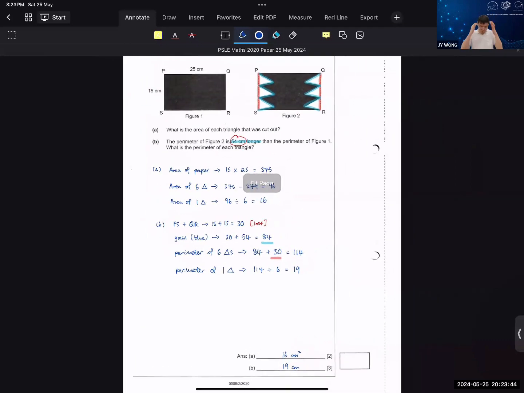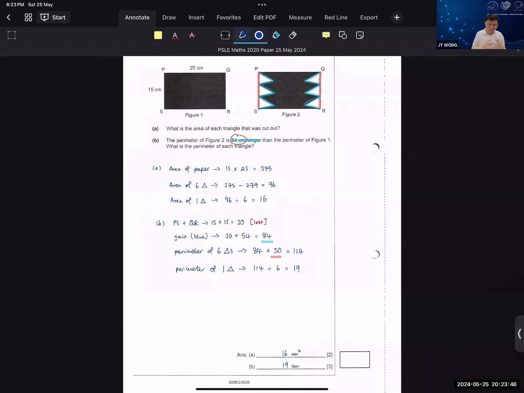So this one conceptually needs you to be able to work out how come the perimeter will gain even though you lose the red parts. So the total gain is more than the perimeter that you lost.